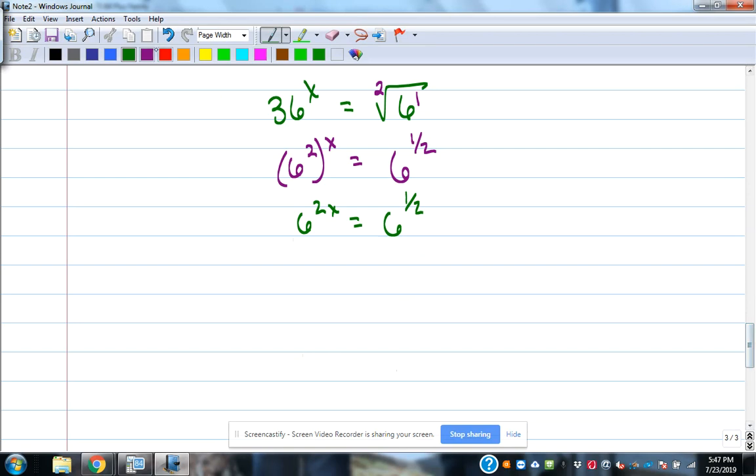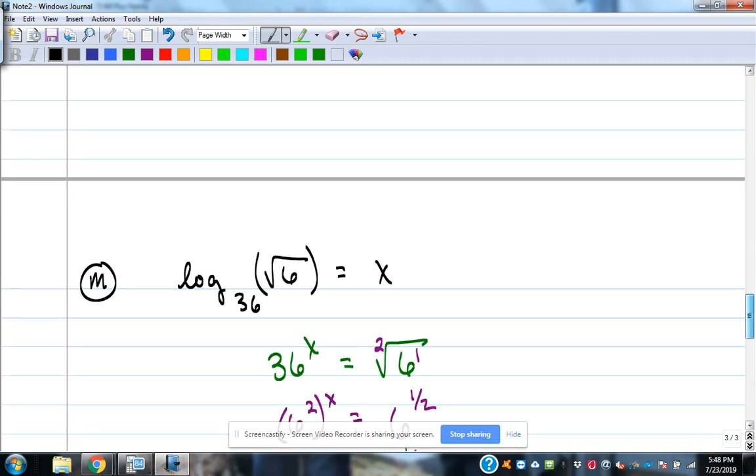Then I can solve that equation by dropping the bases. That's 2x is equal to 1/2. If I divide by 2, 1/2 of a half is a 1/4. So taking a logarithmic statement and rewriting it as an exponential can help us solve some of these equations.